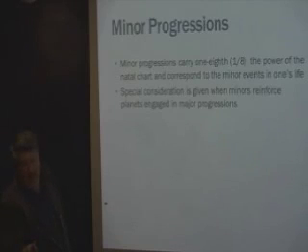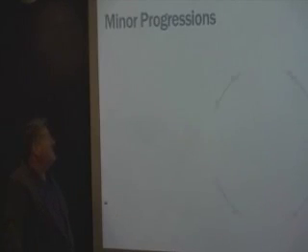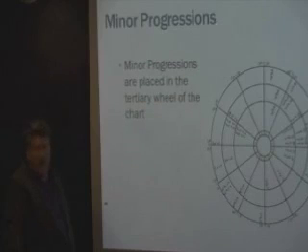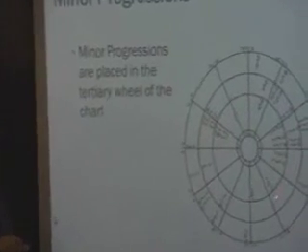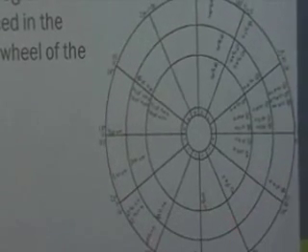I'm just going to give this to you theoretically tonight. We're not going to actually work with these, but just so that you have an overview of the subject matter. So, when we're looking at a chart, natal, major progressions, and then the minor progressions are placed in the third wheel.